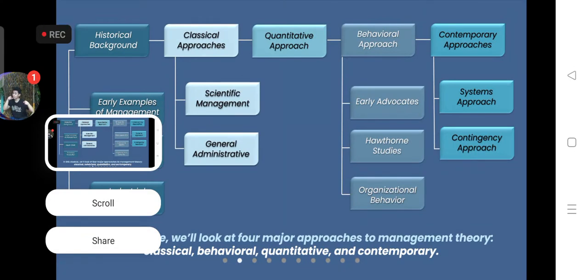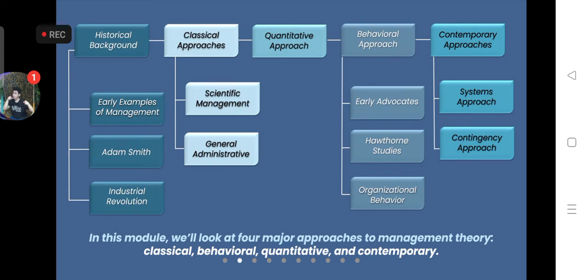So nakita na ta ang historical background, the early examples of management, sa kang Adam Smith ug sa Industrial Revolution. So ari na pud ta sa four major approaches to management theory, which are the classical approach, the quantitative approach, the behavioral approach, and the contemporary approach. So let's keep in mind that kani nga mga approaches is trying to explain kung unsay ka-importante ang management sa kana nga time in history, ilang mga backgrounds ug mga interests sa researcher. So next slide please.